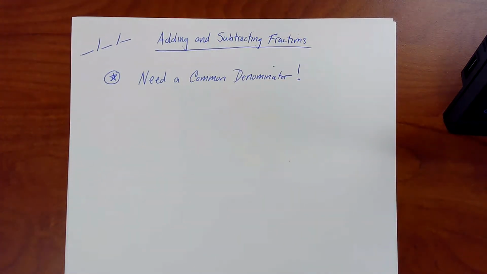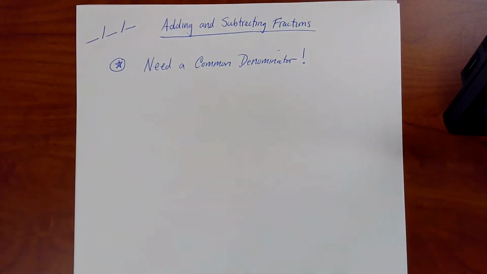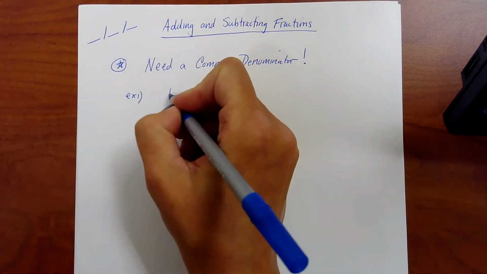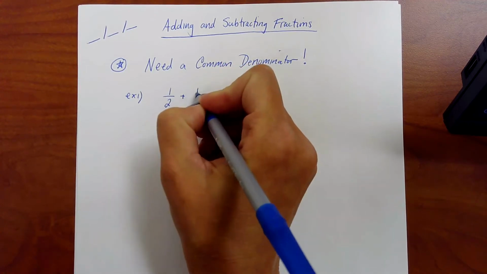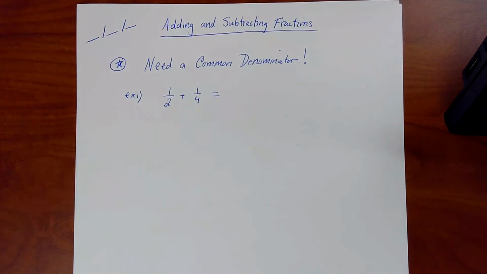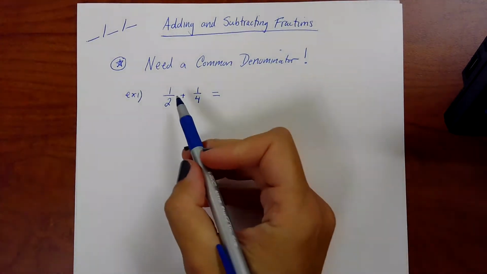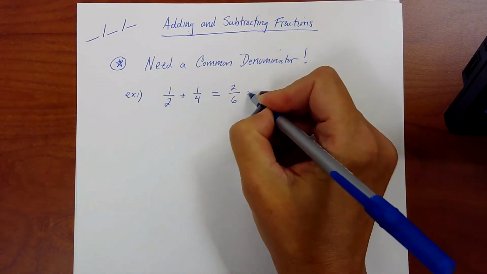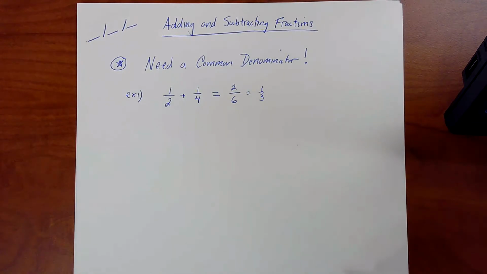Why do you need a common denominator? Let's do an easy example. I think you'll see why. If I did a half plus a fourth, if I just added those numbers up, like I didn't know what was going on, 1 plus 1 is 2, 2 plus 4 is 6, that would get a third. Let's just look at what we just did here.